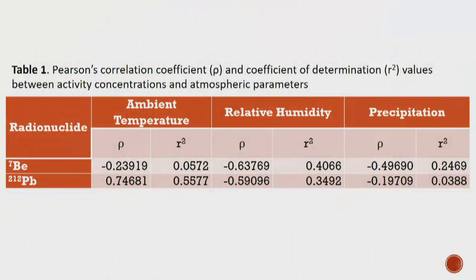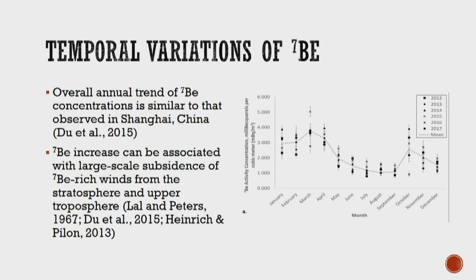So this table just further summarizes our data. As you can see here, you have higher Pearson's coefficient values between radionuclide concentrations and relative humidity as compared to precipitation. And lead-212 is the only one that presents a strong positive correlation with temperature. This agrees with scientific literature, wherein lead-212 is greatly affected by ambient temperature.